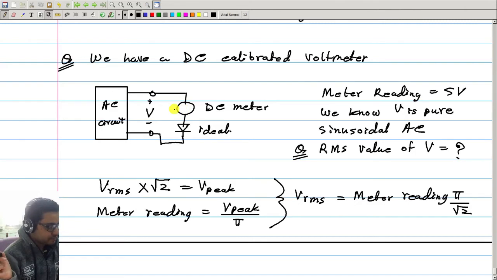So sir, we are saying that it's reading V peak by pi because it has already been DC calibrated. So yeah, it is because it is already calibrated to measure DC voltage. Yes. Okay, sir. Thank you, sir.